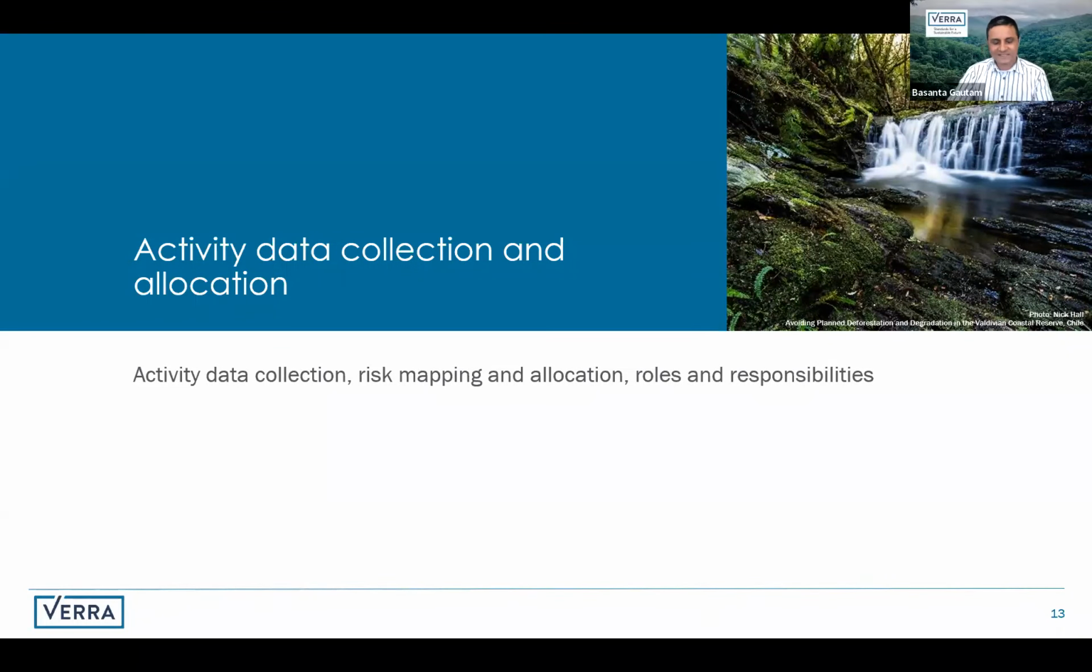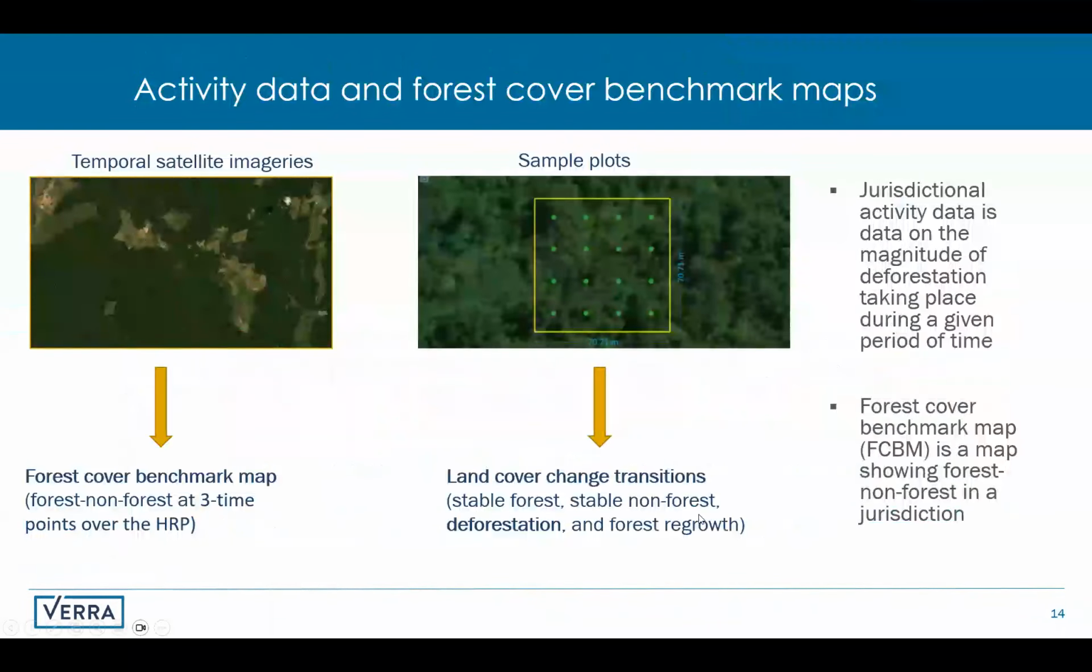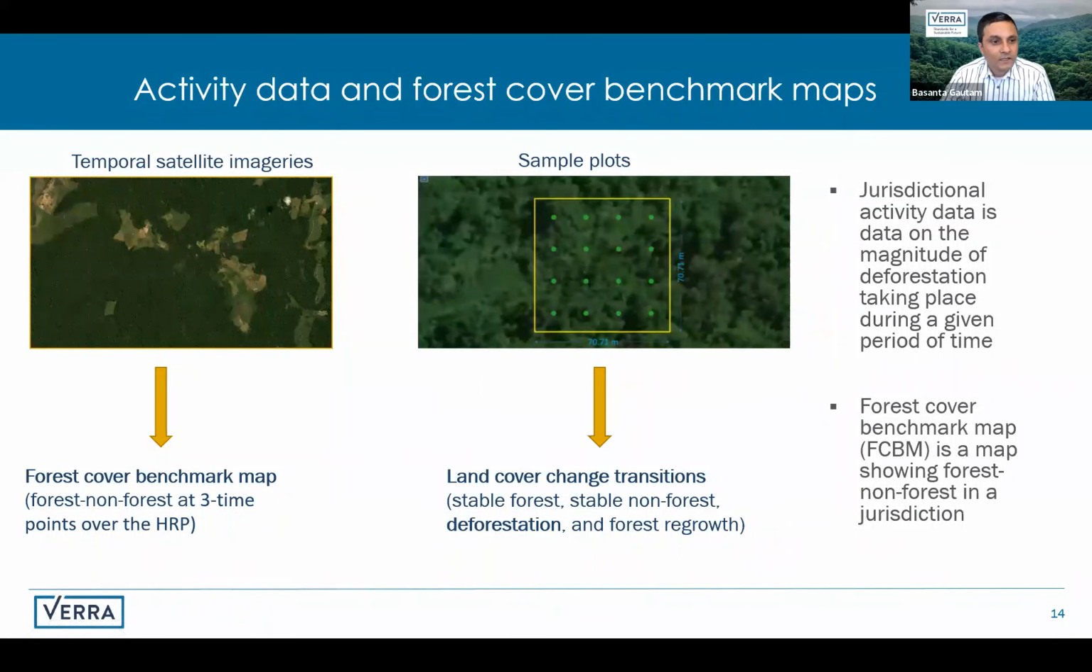Thank you, Julie. Please, next slide. Yes. So in this slide, I'll be talking about the activity data and forest cover benchmark map development. So for the forest cover benchmark map, we need temporal satellite data, because this is the map of forest and non-forest, just the binary 0 and 1, but it needs to be interpreted for 3 time points over the HRP. So start, midpoint, and the end of the historical reference period.